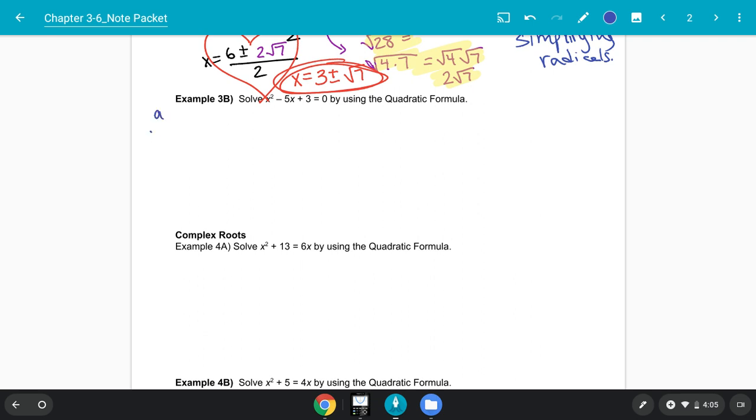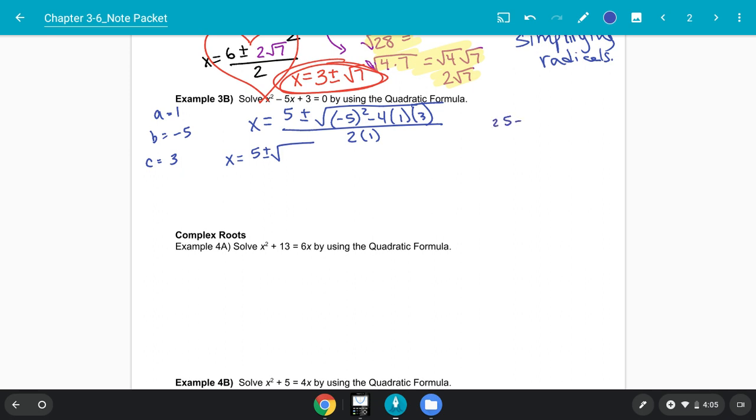So we're going to go A, B, C. A is 1, B is -5, and C is 3. So you're going to go x is equal to opposite b. So 5 plus or minus the square root b squared minus 4ac all over 2a. Okay? So then we have x equals 5 plus or minus the square root. All right, 5 squared is 25 minus 4 times 3 is 12. So that's 13 divided by 2.